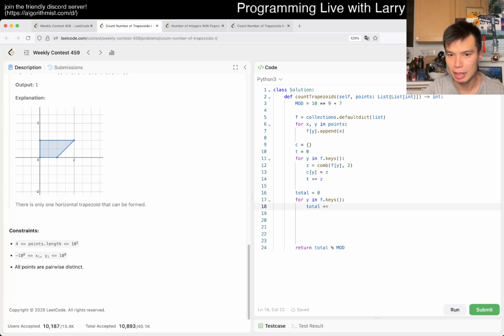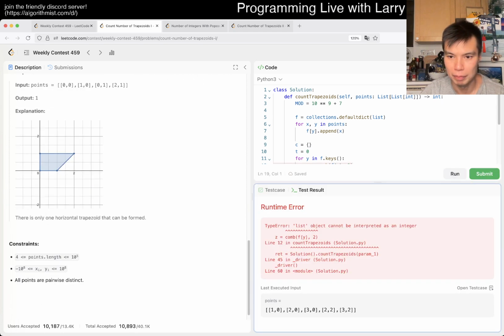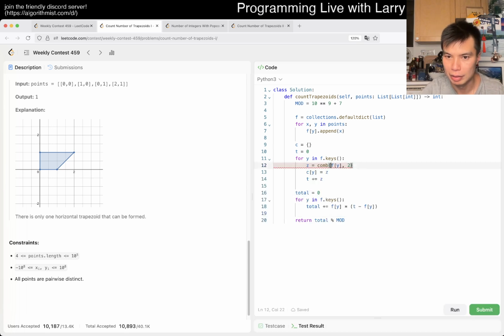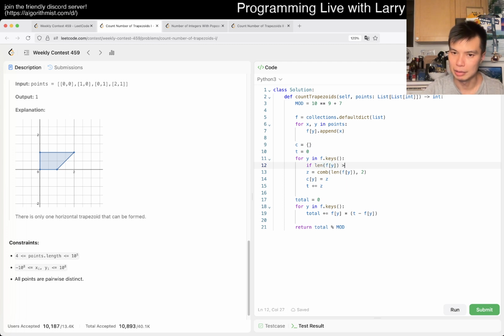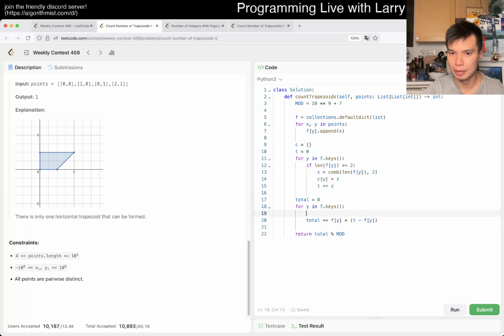Because then it's just f of y times t minus f of y, right? This cannot be in terms, oh, length. Oh, and this has to be if length of, I said that, but then I didn't actually write it out. I guess this is C. Actually, yeah, this is C. I used the wrong function. Okay, if this is C, then it should be fine.